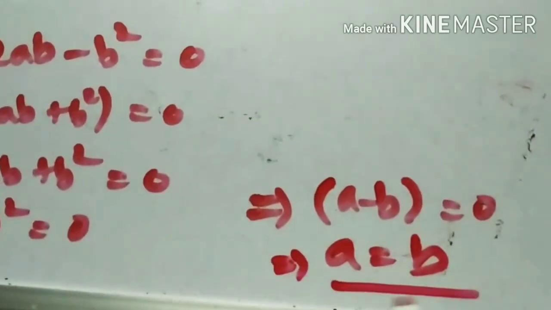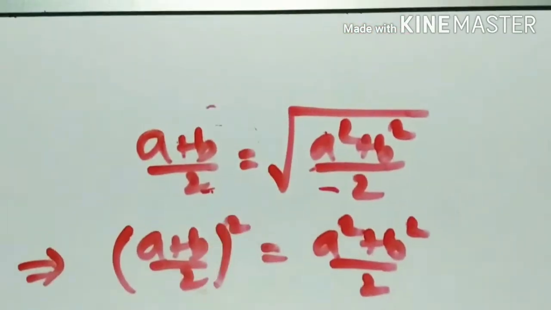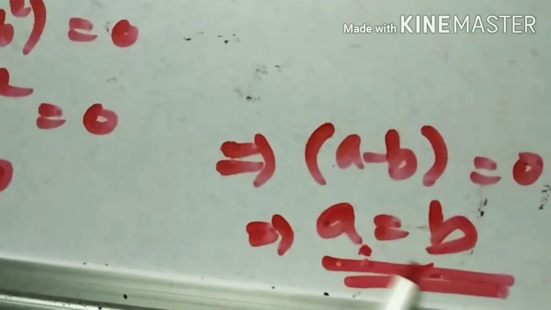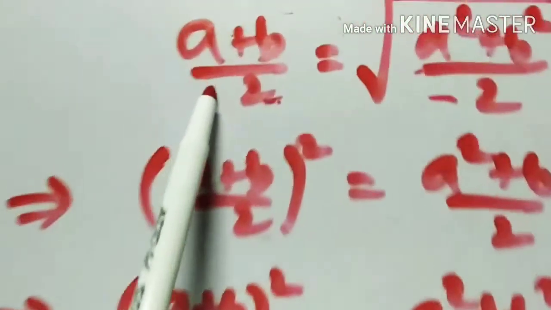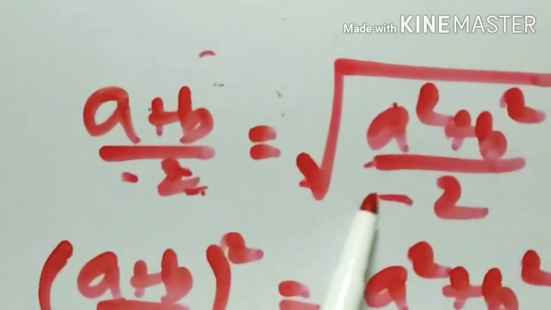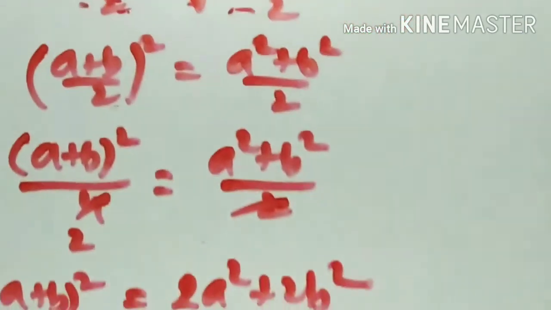This is the condition. Under this condition, when a is equal to b, these two sides of the inequality will be equal. So the second question is over. Now I am going to the third question.